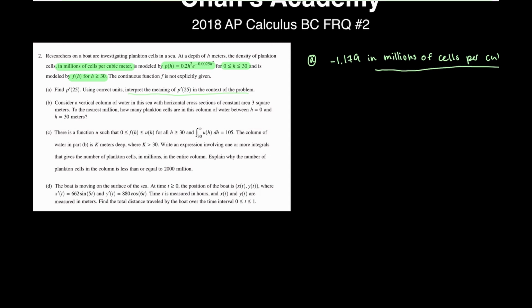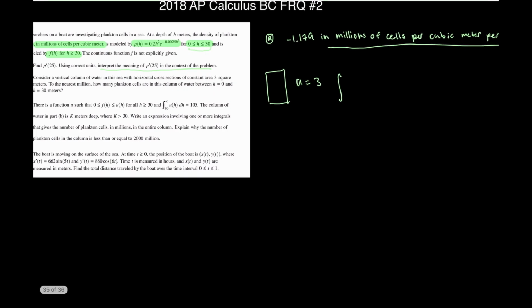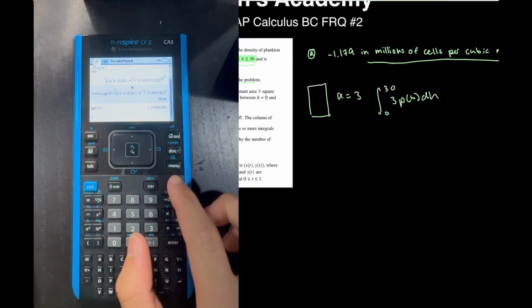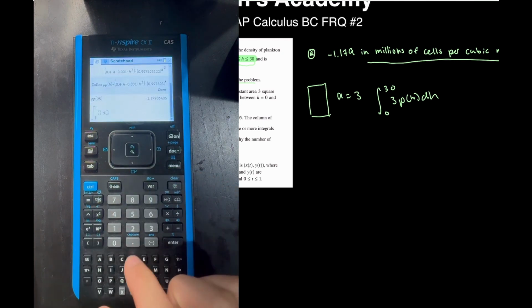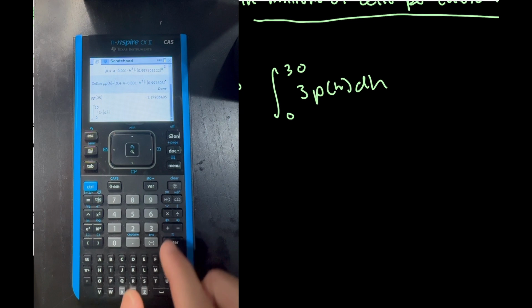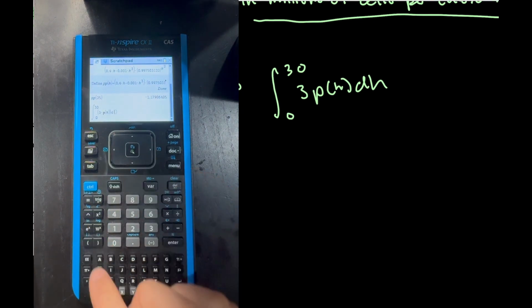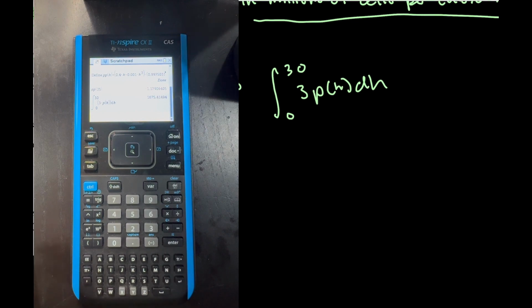And this question is asking us to consider a vertical column, so we can think of the horizontal cross-section as always having an area of 3 square meters. Because we are taking an infinite number of cross-sections, we know that we can use an integral to represent this. So we'll take an integral with the bounds from 0 to 30 because those are the bounds that we are given. And then we'll take P of h, and because the cross-section always has an area of 3, we'll do the integral of 3P of h dh. And then we can plug this into our calculator.